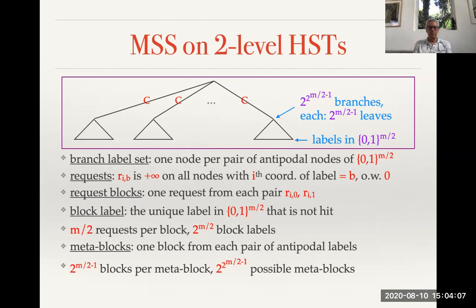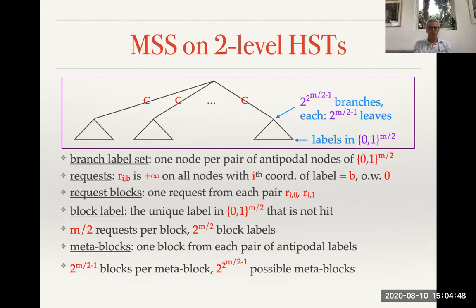Now the label set of a branch will be a choice. So there are 2 to the m over 2 minus 1 labels, and the label set of a branch will just choose one label from each pair of antipodal points in the binary cube. So that's why there are exactly 2 to the m over 2 minus 1 leaves in a branch, because each branch contains half of the points in the cube, 1 point from each pair of antipodal points.